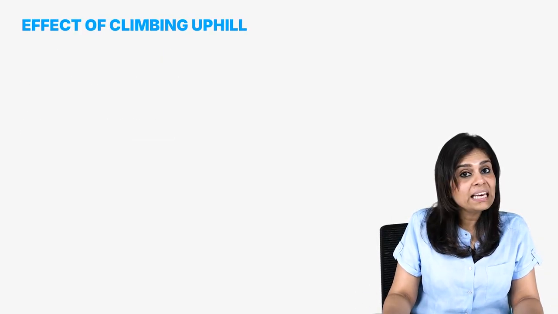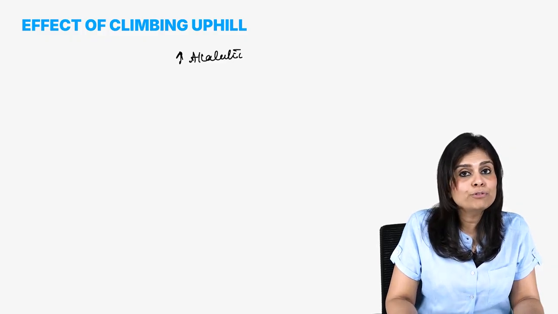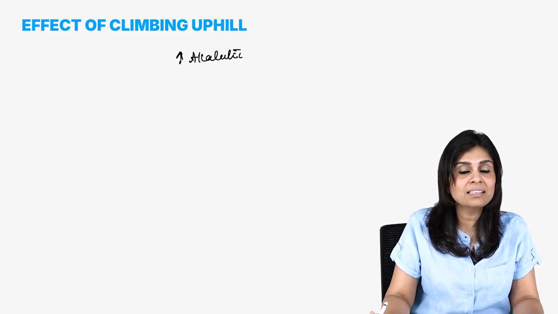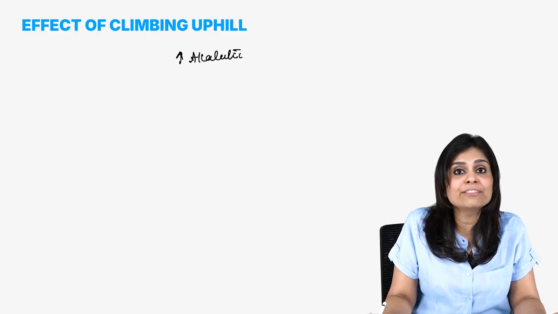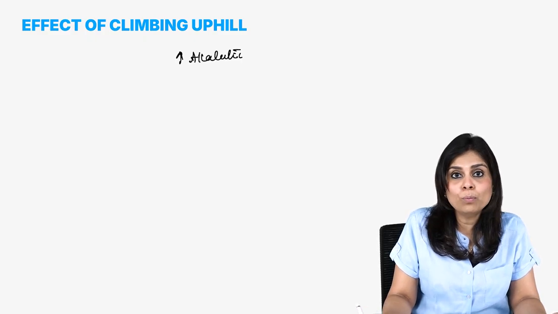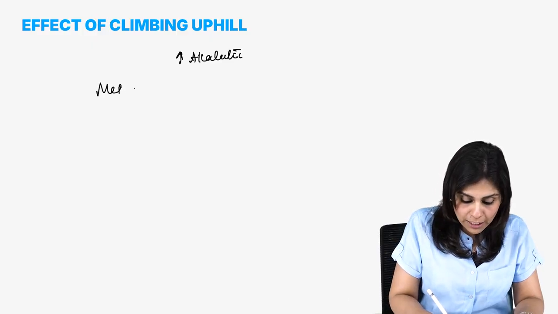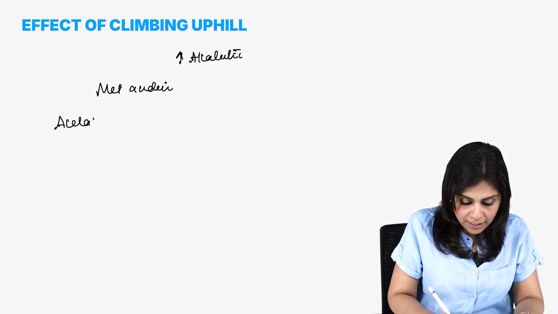Because when a person quickly climbs uphill, as I told you, there will be alkalotic pH. And this alkalotic pH is dangerous for two reasons. One is central chemoreceptors do not get stimulated, respiratory center is depressed. The other one is alkalosis shifts the curve to the left, which means deoxygenation will not happen. For these two reasons, you have to induce metabolic acidosis. How will you induce metabolic acidosis? By giving acetazolamide.